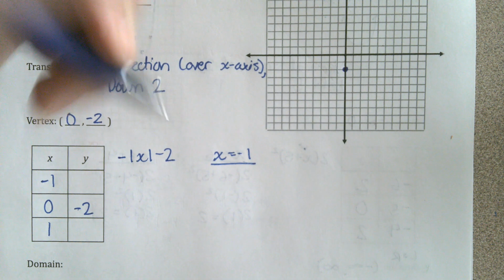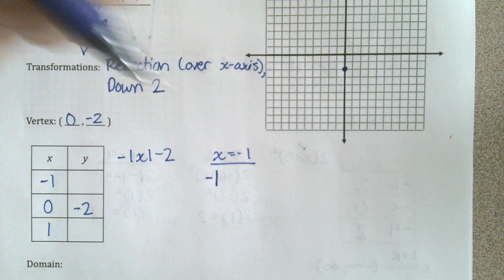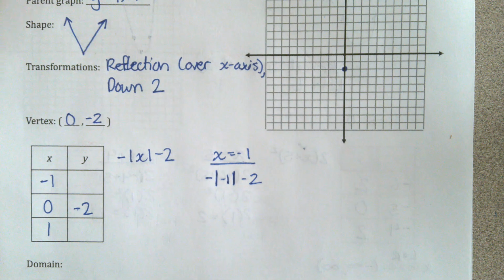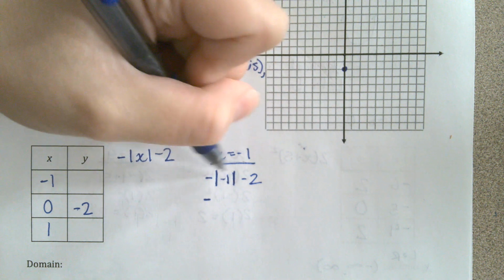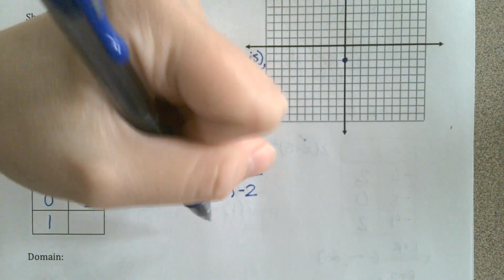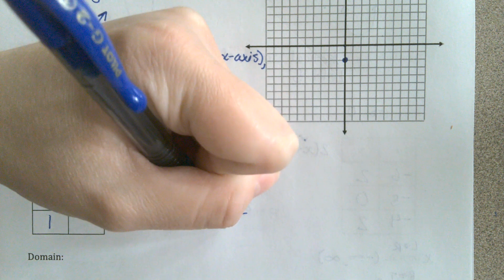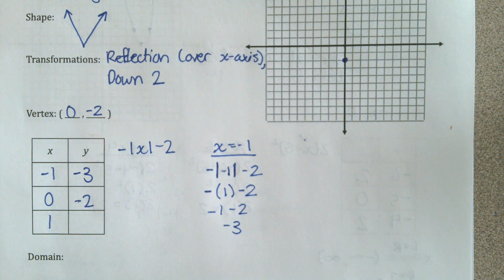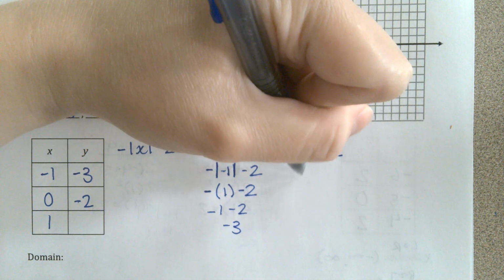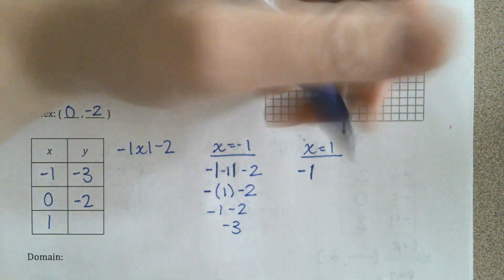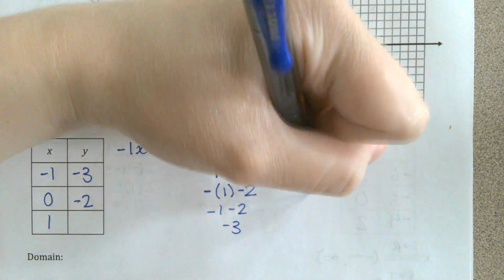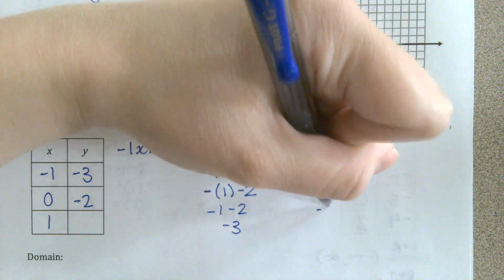You got to be extra careful with this one. Negative absolute value, x is negative 1, minus 2. Negative absolute value of negative 1 is a positive 1 minus 2. So this is negative 1 minus 2, which is negative 3. Now let's try 1. Negative absolute value of x, which is 1, minus 2. Absolute value of 1 is 1, so we have negative 1 minus 2, which again is negative 3.